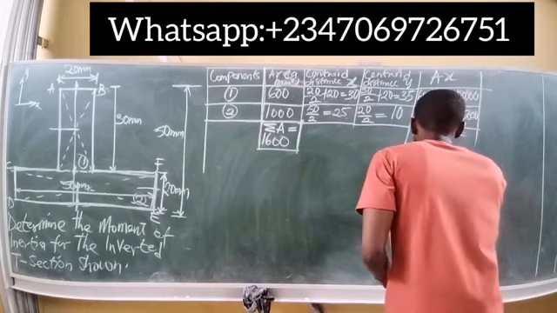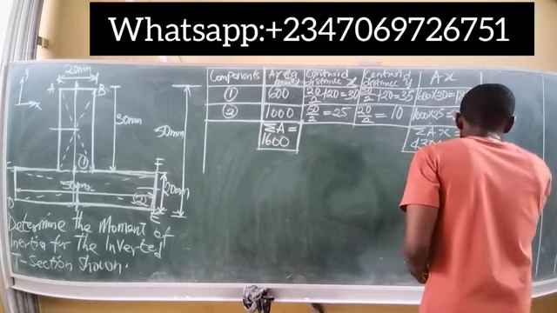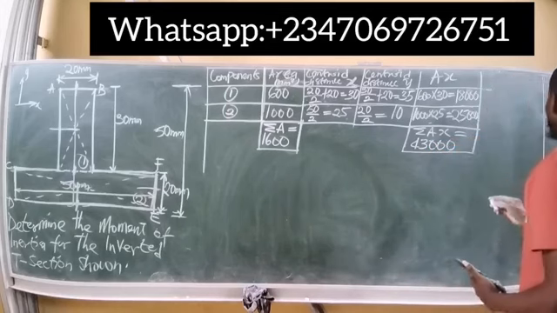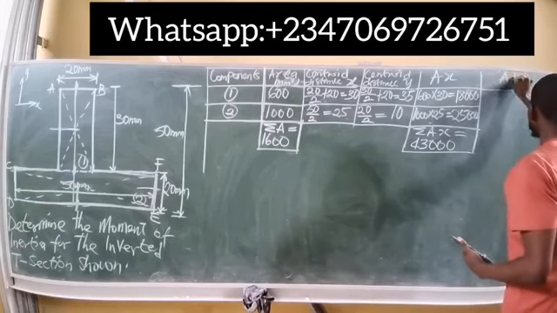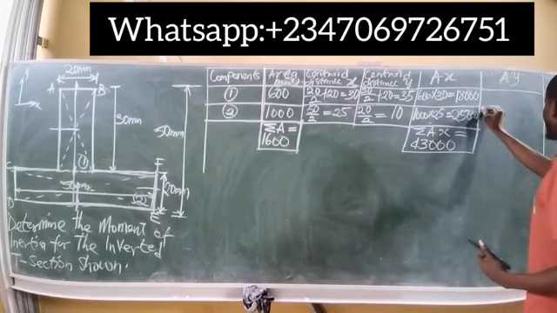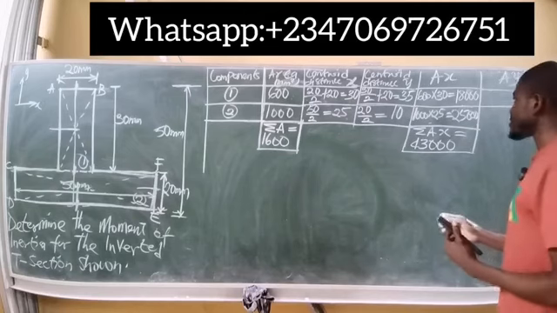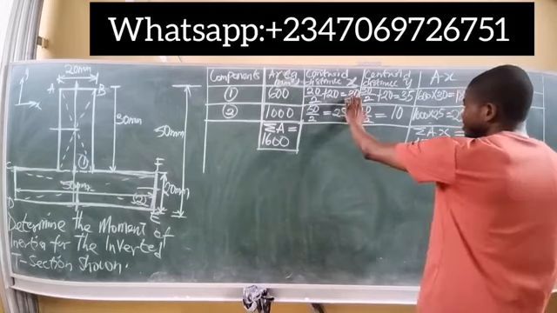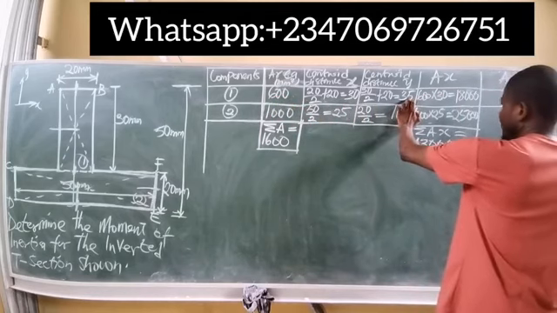And that simply gives us 43,000. So we have this. Next thing to do is also what? Obtain the product of the area of each of the segments and the central distance y. Just like we did in the first case, it becomes now 600 multiplied by 35 for the first segment.